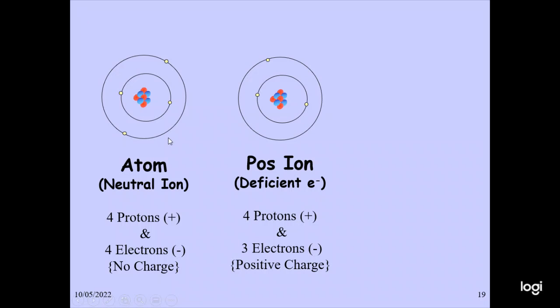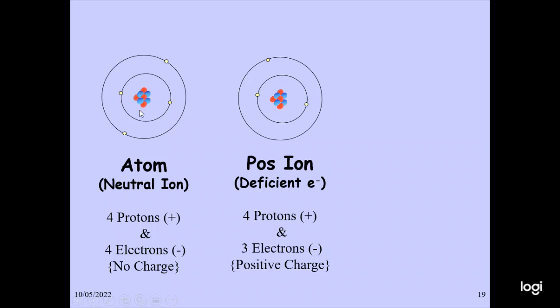So this is the atom, the neutral atom. The neutral atom has 4 protons and 4 electrons, so there is no charge. But the positive ion, in this case, has 4 protons and 3 electrons. So that will be a positive charge.